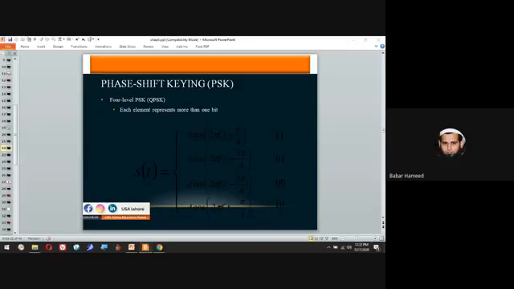The main idea that I explained is that for QPSK, in one analog signal there are two bits that are represented by four different equations.